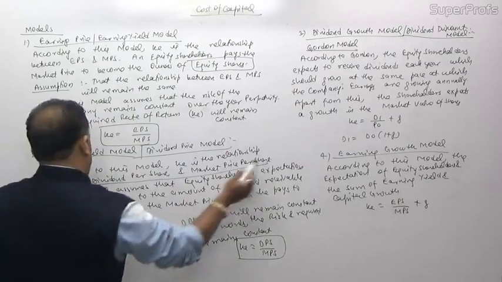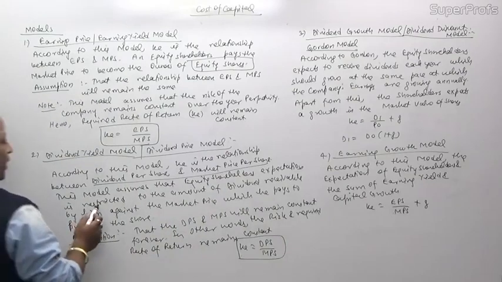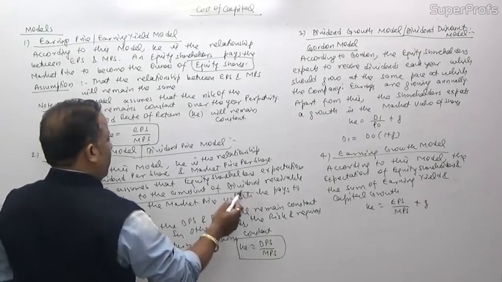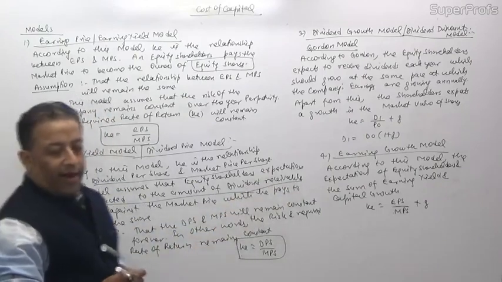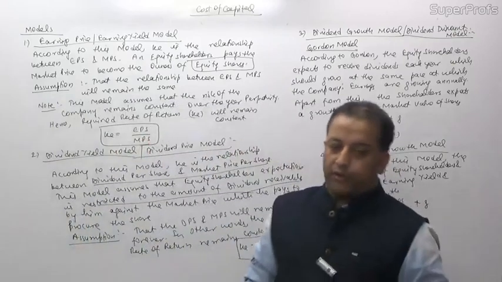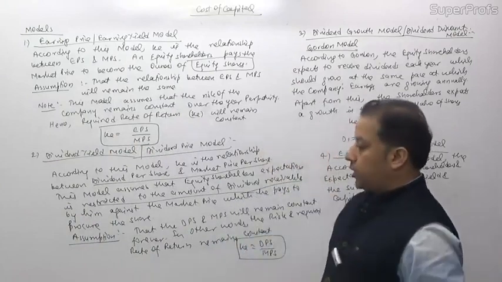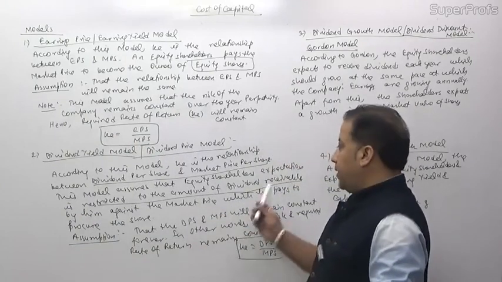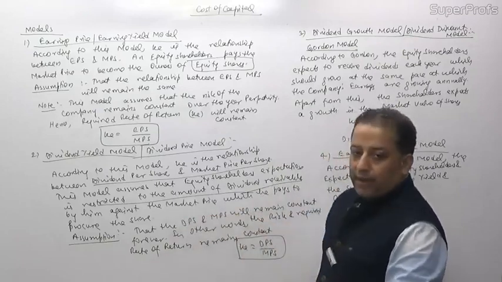This model assumes that equity shareholders' expectation is restricted to the amount of dividend receivable. As per this model, there are two expectations of equity shareholders, and in this case only one expectation is considered: the amount of dividend receivable.